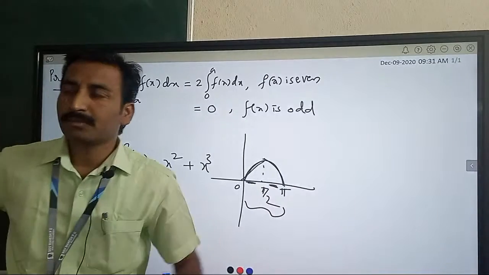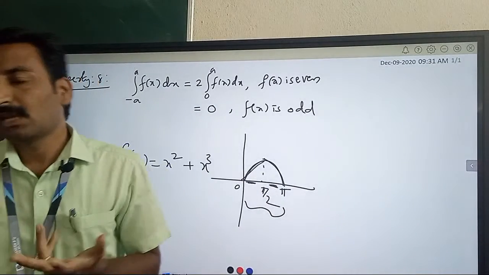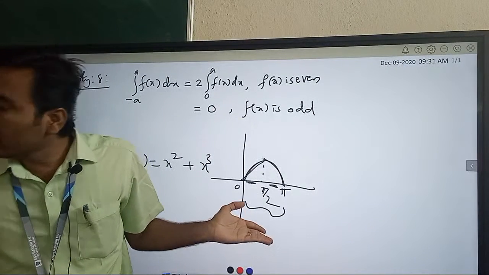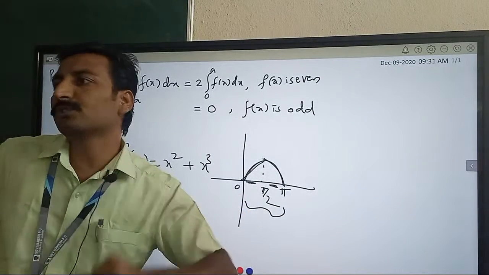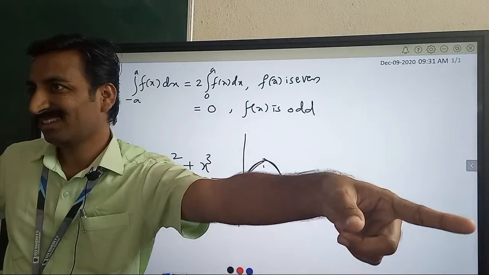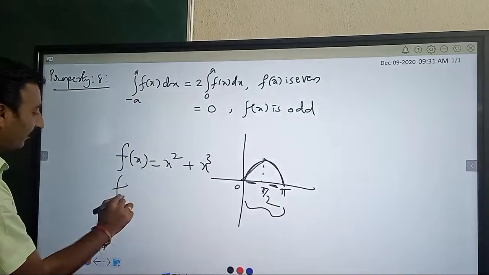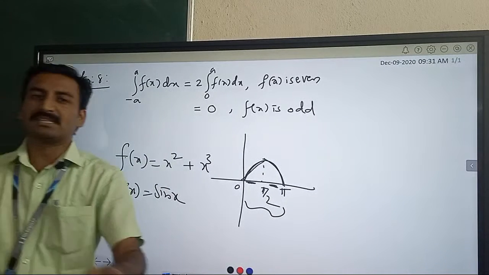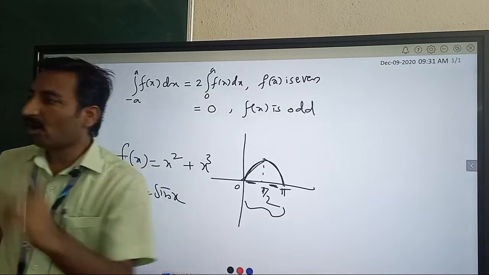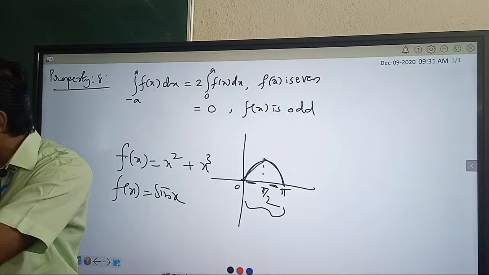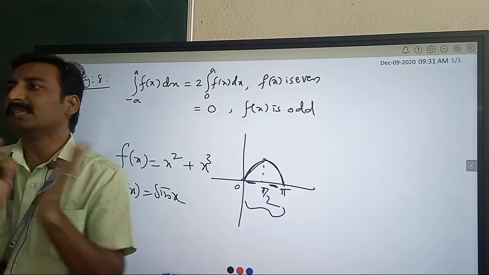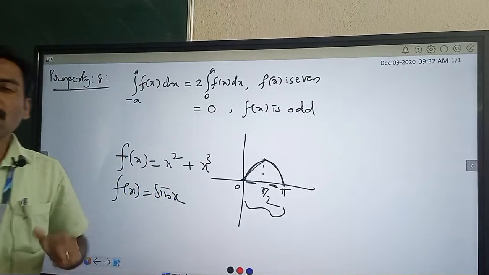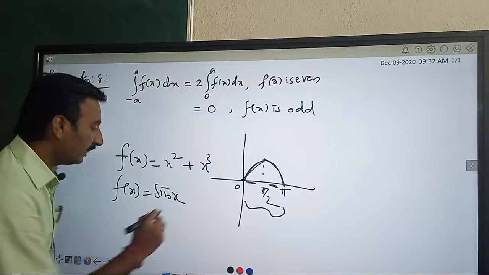By the time you feel, sir, you gave the property on even and odd, but the function is neither even nor odd, then what do I do, I have to use a property, so go with property 7. Say for example, you know very well the sine function is an odd function because sine of minus theta is minus sine theta. Cos of minus theta is plus cos theta. So cos is even, sine is odd. When the cos is even, then I will add to this one.